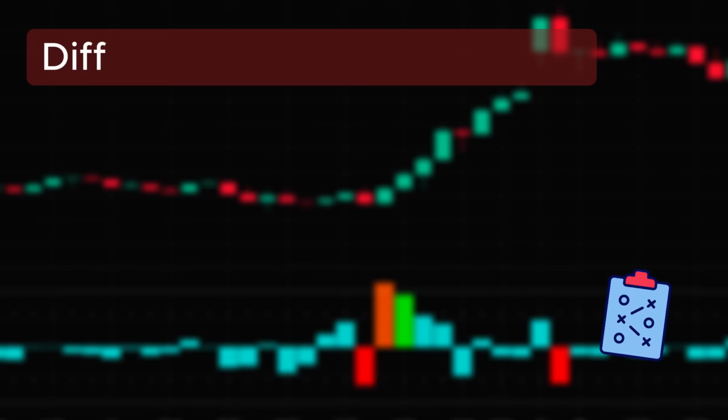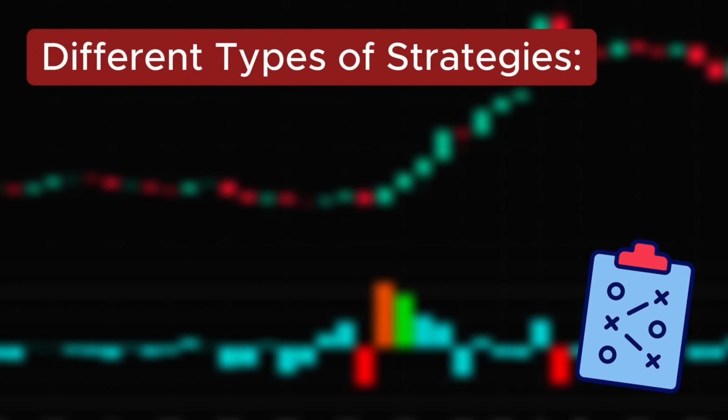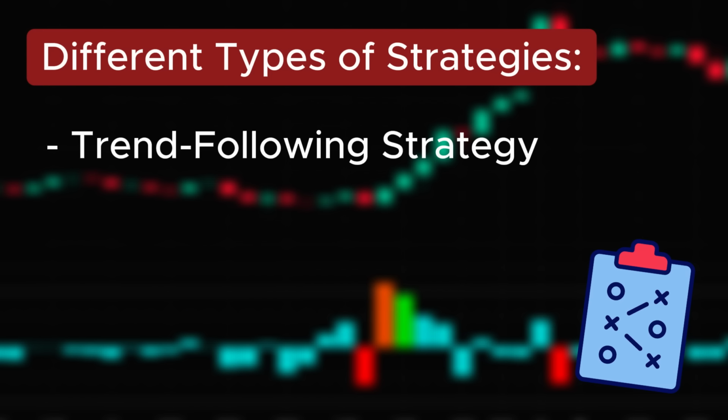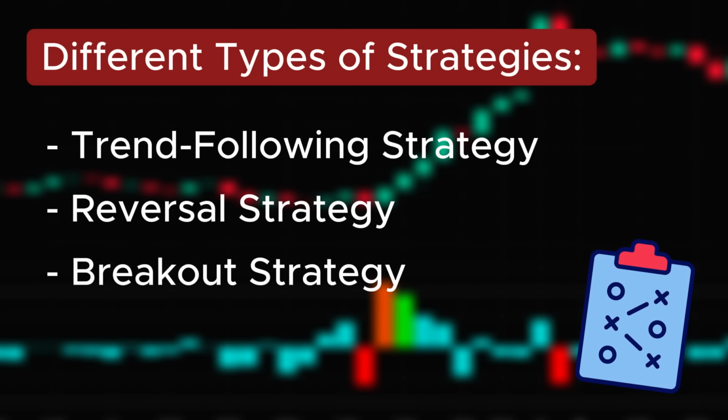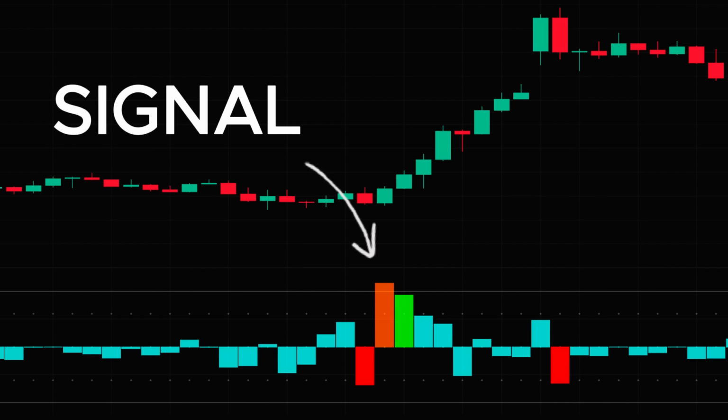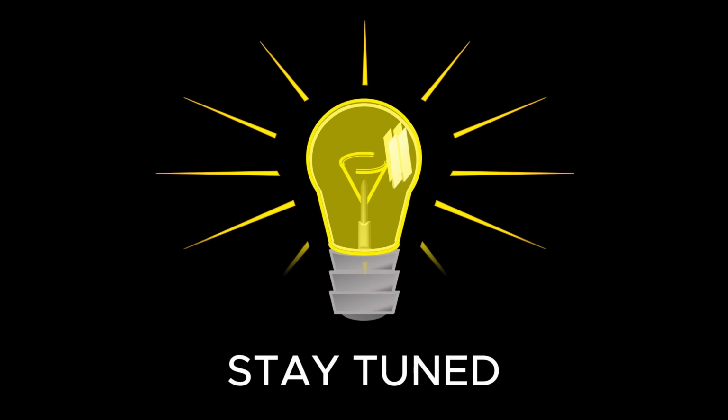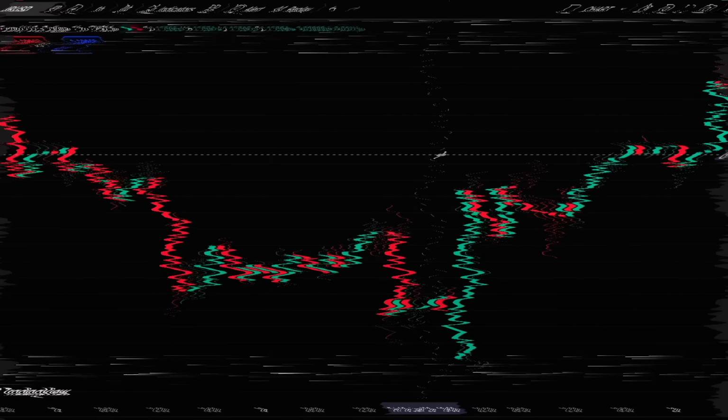This indicator can be used for any type of trading strategies, whether it is trend following strategy, reversal strategy, or breakout trading strategy, because it gives you a signal when there is a sudden increase of momentum in the market. I will completely explain this indicator and how you can use it in trading, so make sure you watch this video until the end and let's get started.